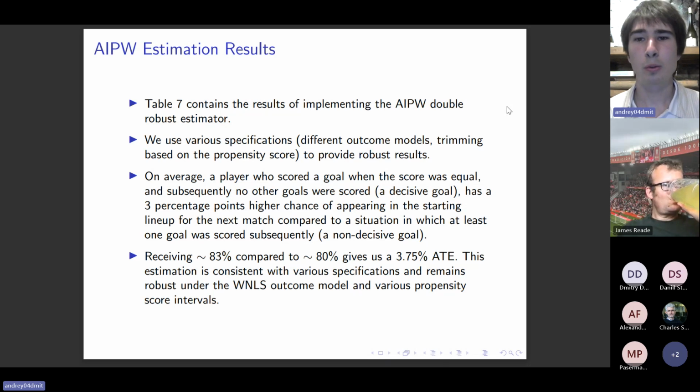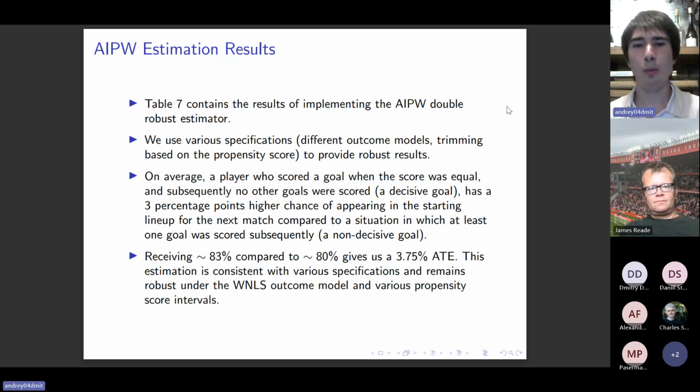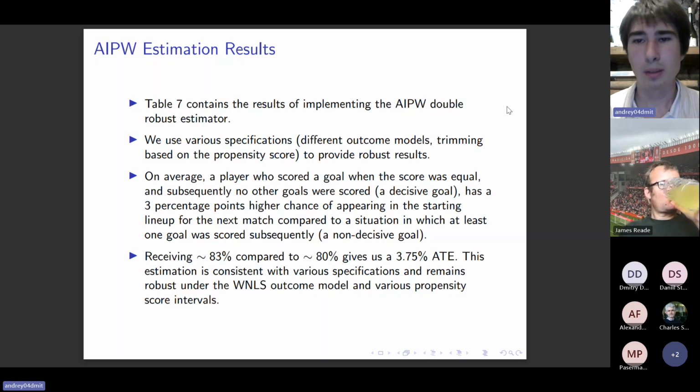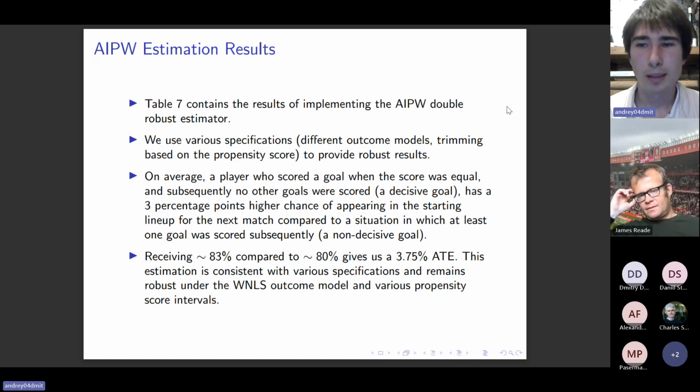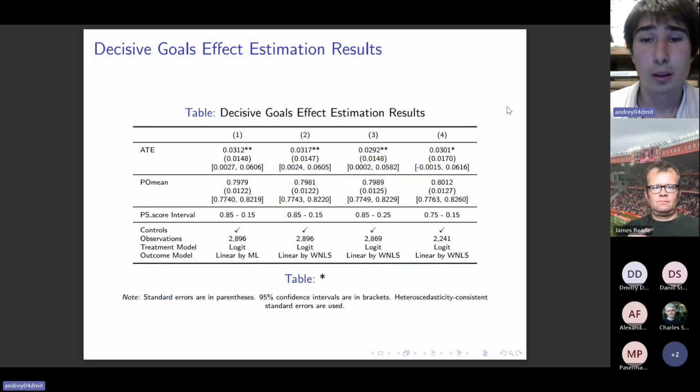On average, a player who scored a goal when the score was equal and subsequently no other goals were scored, that is again the definition of a decisive goal, has a 3 percentage point higher chance of appearing in the starting lineup for the next match, compared to a situation in which at least one goal was scored subsequently. That is the definition of a non-decisive goal. So it gives us almost 4% a year. And this estimation is consistent. Here are the results.